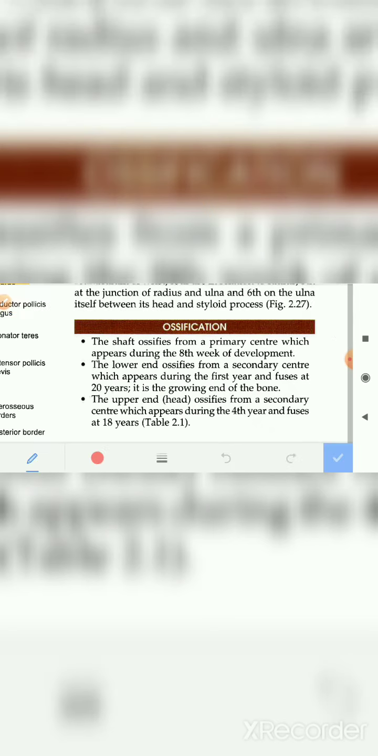Now come to the ossification centers. The radius has 3 ossification centers, one for the shaft, one for the upper end, and one for the lower end. Among them, the shaft is the only primary ossification center, and the upper end and lower end arise from secondary ossification centers. Now come to the shaft. The shaft ossifies from a primary ossification center which appears during the 8th week of development. Then the lower end ossifies from a secondary ossification center which appears during the first year of life and fuses at 20 years of life.